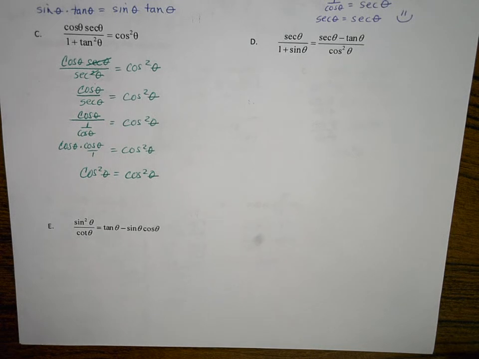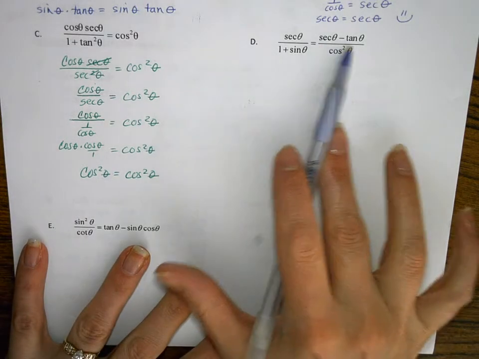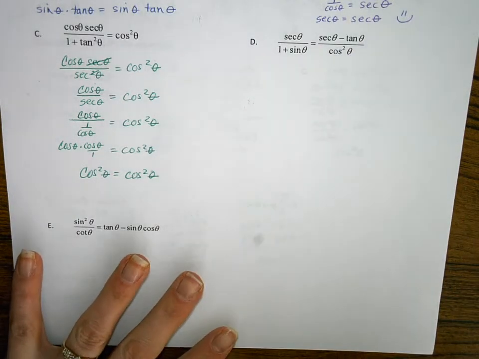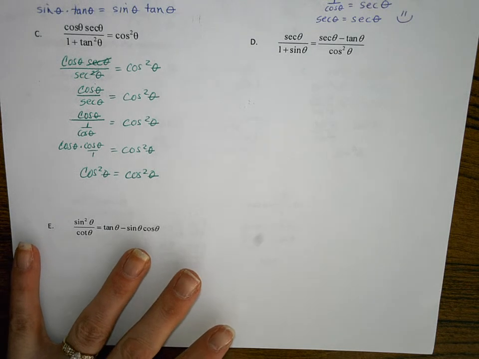Now, when we look at a situation like D, what I told you the other day is pick the side that looks the messiest. If you had to look at D and make a thought on which side looked the messiest, which one would you think? Most people are going to say the right side. They see cosine squared, they say secant minus tangent, and I totally agree with that, and I understand where that would come from. But I'm going to disagree with that.